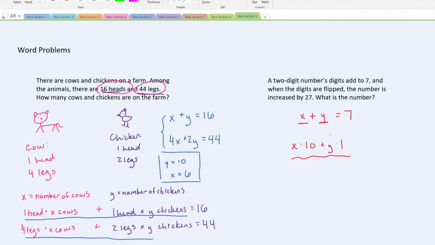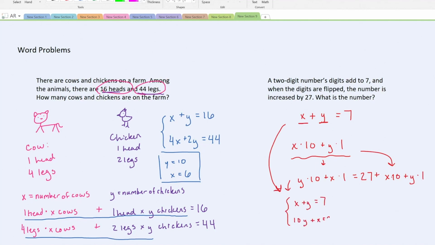However, we know that when it's flipped around, we get a different number. So when we flip the digits, we actually have y times 10 plus x times 1. This is equal to our original value plus 27. We can rewrite the equations like this. I encourage you to stop the video right now and try to solve it yourself. Have you finished? The answer is x equals 2 and y equals 5. This means that the original number was 25.